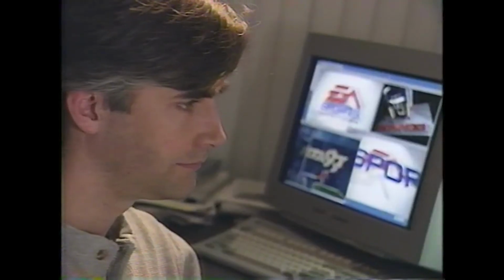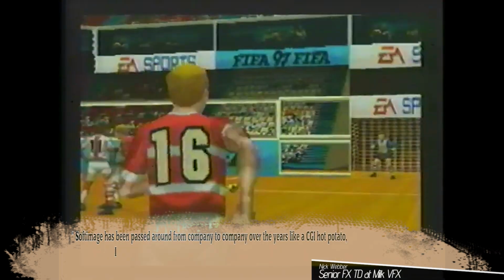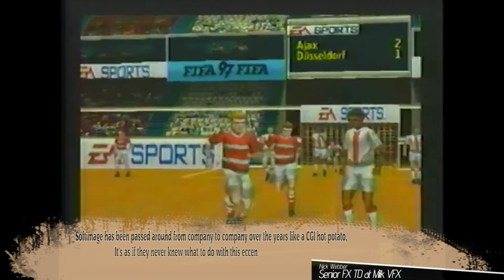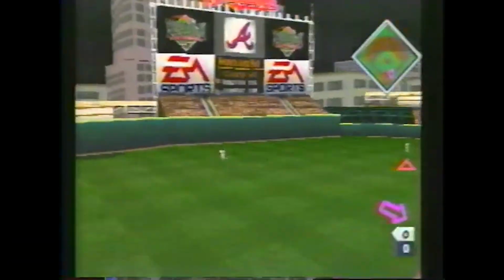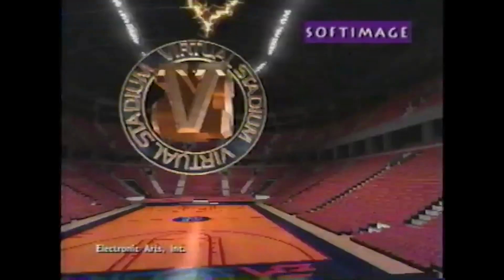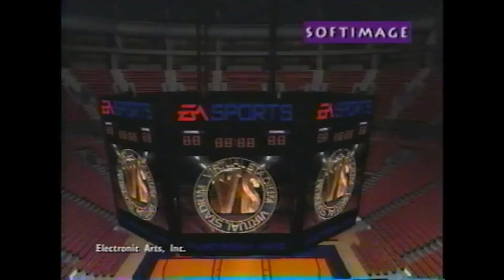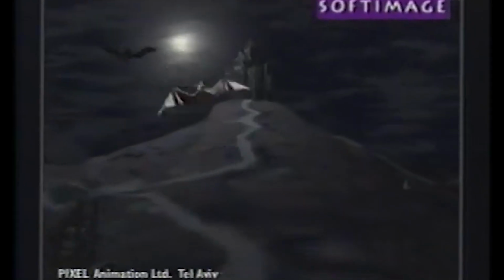Despite its success in the industry of video games and VFX for film, as Nick Weber, Senior FX TD at Milk VFX said, "Softimage has been passed around from company to company over the years like a CGI hot potato. It's as if they never knew what to do with this eccentric genius child." From what we know about 3D programs that came and went over the years, Softimage probably was the most impressive. And like any 3D program no longer developed, Softimage's absence from the industry is sad. But when we evaluate what it managed to accomplish while it was alive, it's hard not to be appreciative of how it went out. This is the story of the rise and fall of Softimage.